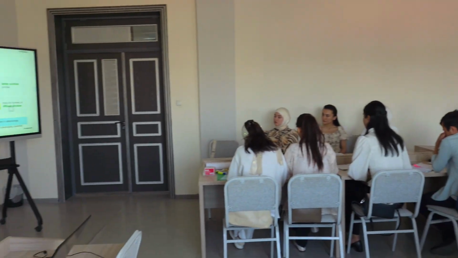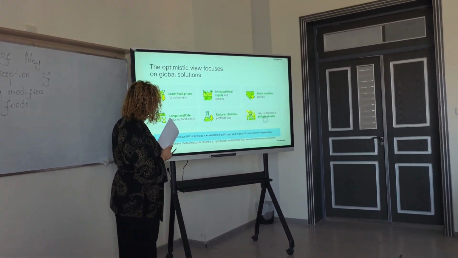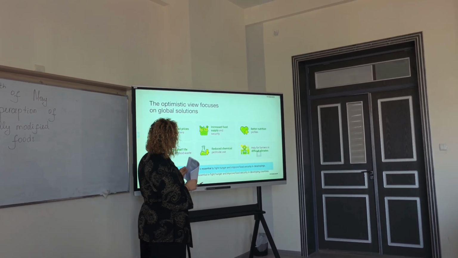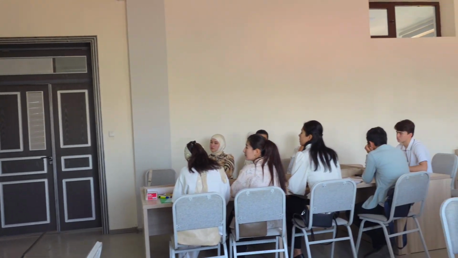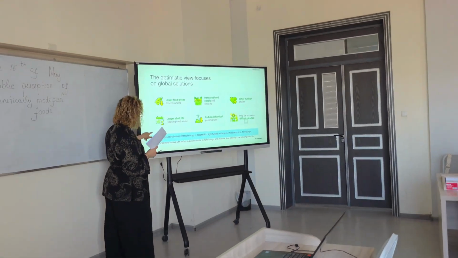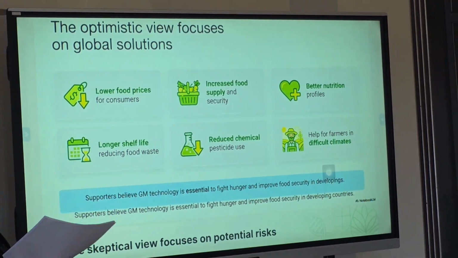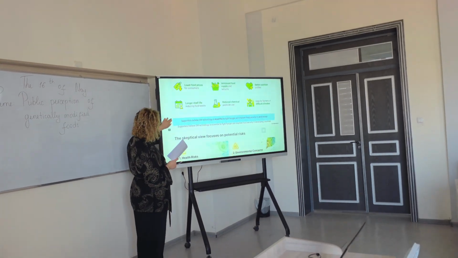Now look at this slide. The optimistic view focuses on global solutions. So look here. Possible benefits are lower food prices, increased food supply and security. Next one is better nutrition profiles. Next is longer shelf life and reduced chemicals. And the last one is help for farmers in difficult climates. Supporters believe that GM crops can solve global hunger and improve food security in developing countries.